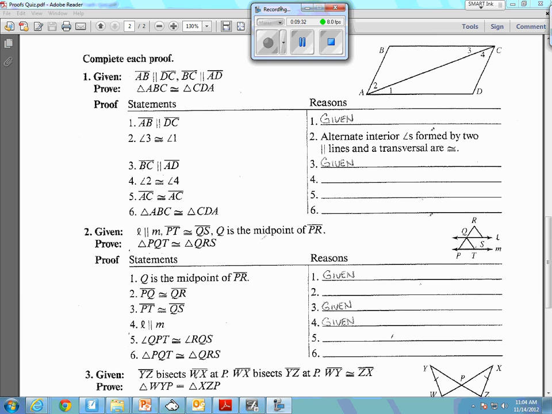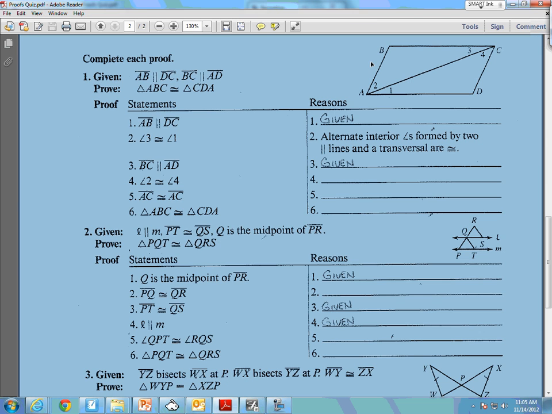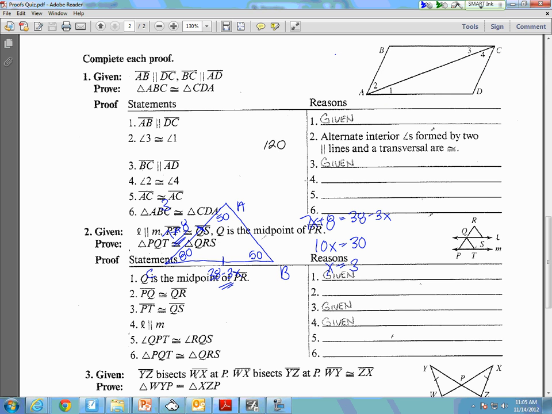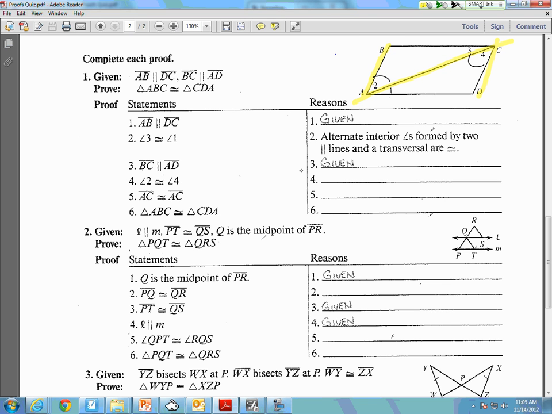Looking at this question here, we've got some parallel lines cut by transversals, giving you a lot of the information here. They want to know why is angle 2 congruent to angle 4. If I look at angle 2, it is created by that parallel line, that transversal. These two angles are alternate interior angles. So your reason here for number 4, I'm not going to write it out, but it's the same as step number 2 was.